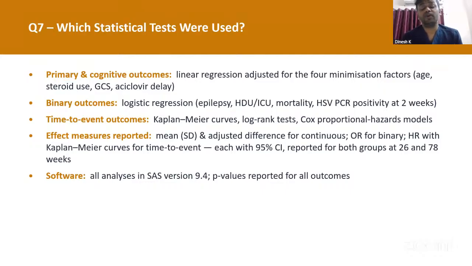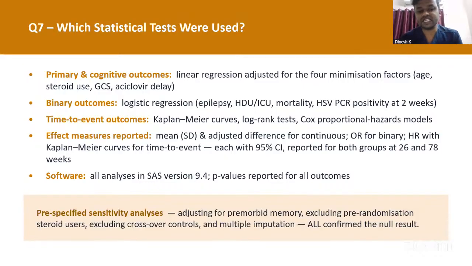And for all the continuous outcomes, the adjusted mean difference was given. For the binary outcomes, the odds ratio was given. Hazard ratio was given for the Kaplan-Meier curve for time to event. So all the effects were given with the 95% confidence interval, which were reported for both groups at 28 weeks and also at 78 weeks.